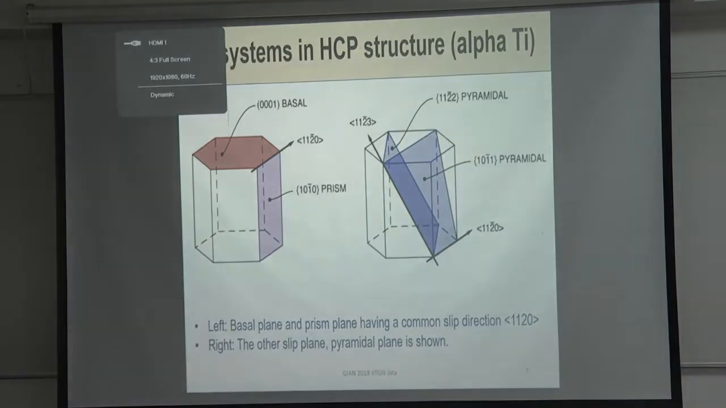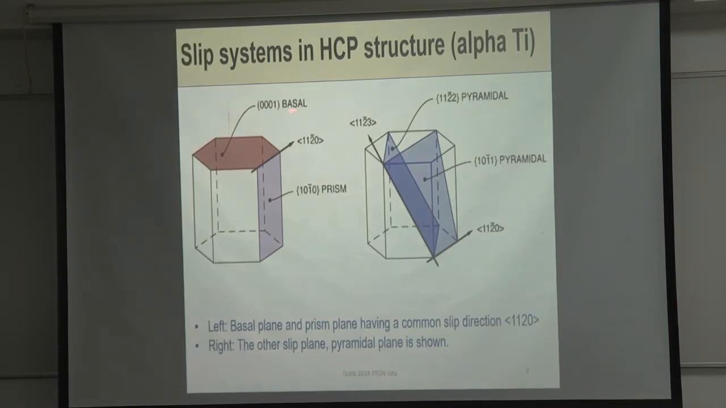Okay, so here we are. There is your basal plane with the slip direction [1-20]. That's the direction, because every slip system has to have a plane and a direction. And the other one is the prism plane, (10-10), and this slip direction. So these two have the same common slip direction, okay? And the pyramidal plane is, take any one of these directions in the basal plane and join it to these opposite corners. That's your pyramidal plane, okay? So there is your (1-22).